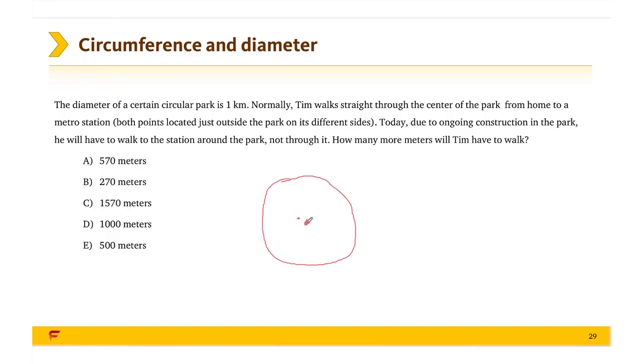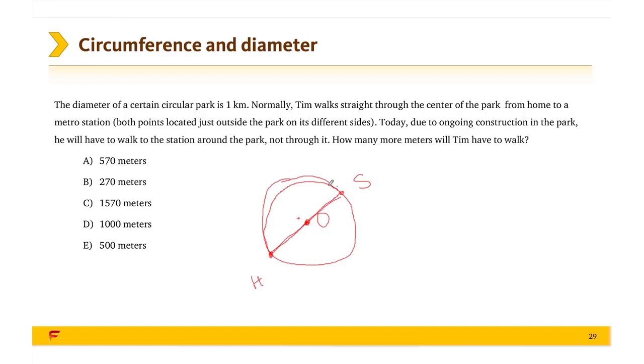Yeah, I know I'm not such a good painter. So this is the center of it. And normally Tim walks through the center of the park from his home to the station. But today he's not able to walk here, it says. He has to walk around the park. So he has to walk here.